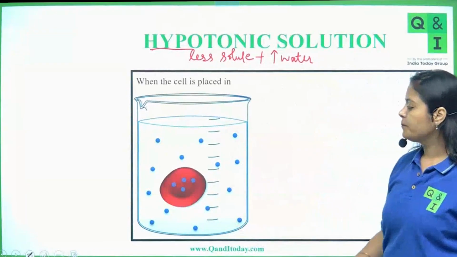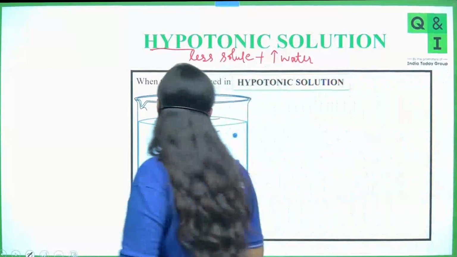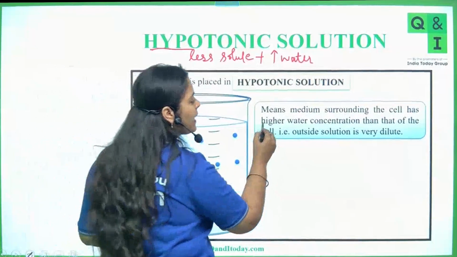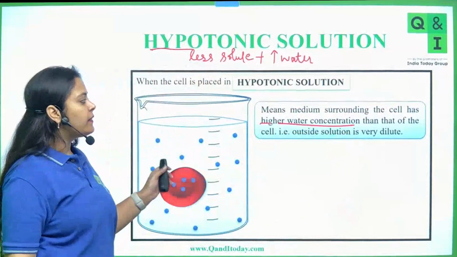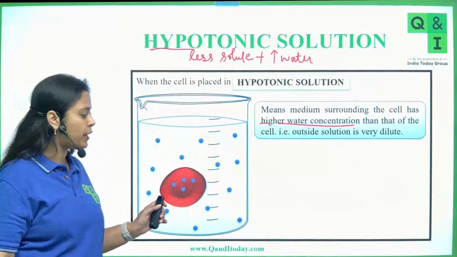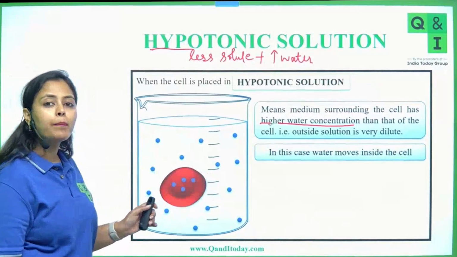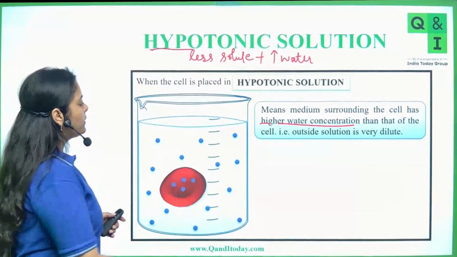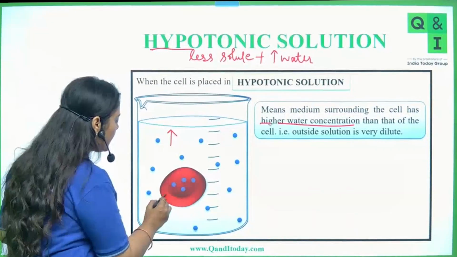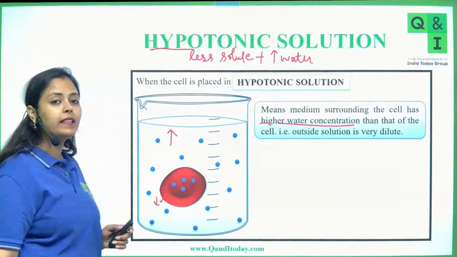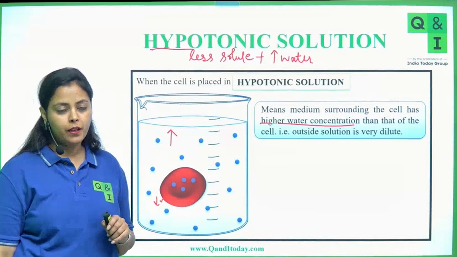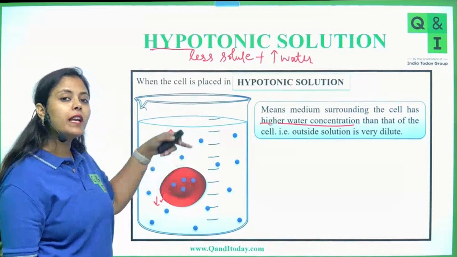Now see this. When the cell is placed in a hypotonic solution, that means the surrounding has a higher water concentration than that of the cell. So the surrounding has more water concentration. Now in this case, what will happen? If the water concentration is more outside and less inside the cell, tell me from where the movement of water will take place, from outside to inside or from inside to outside?